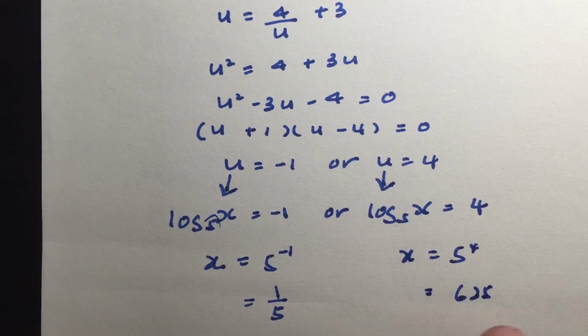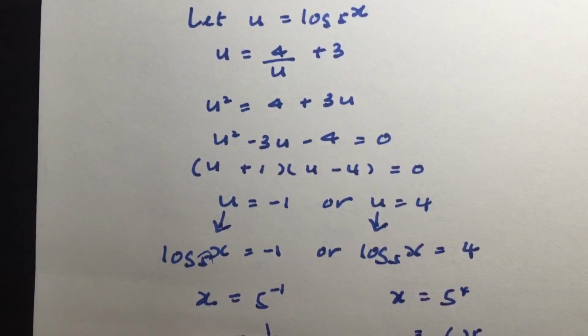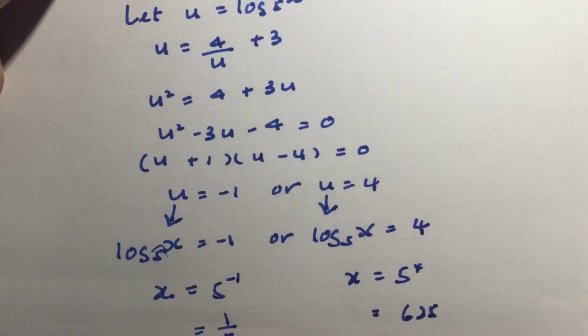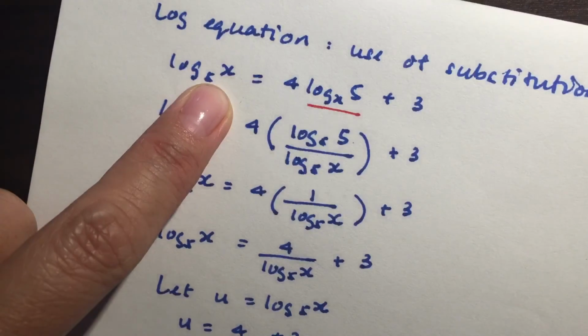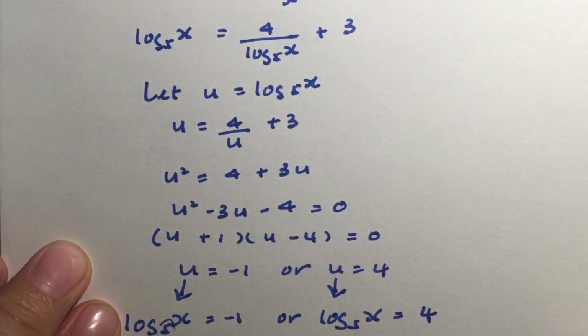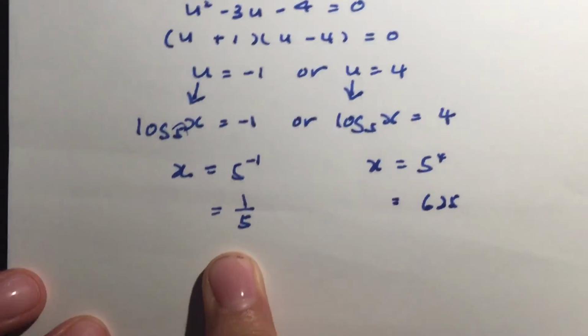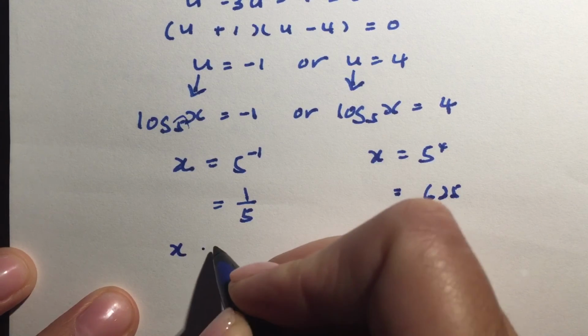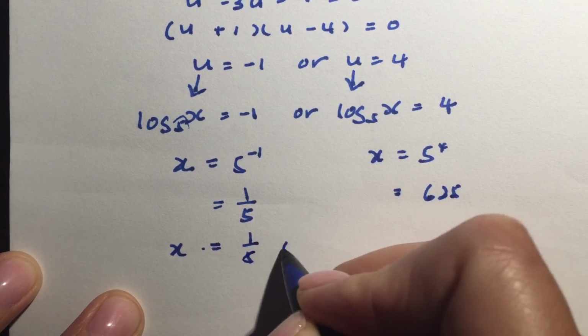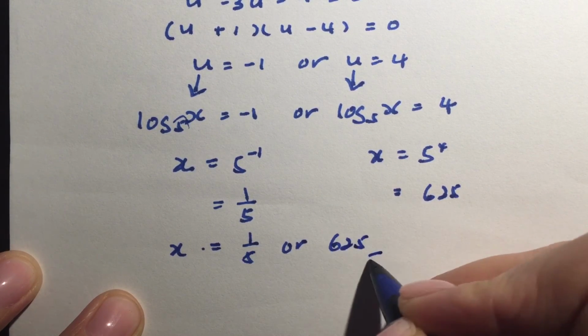So we will check the validity. In this case here, when we look back, these are both positives, so we are okay with the x value here. And we check again for the base here. Both of these are also valid, which means that x can be 1 over 5 or 625. So both are valid.